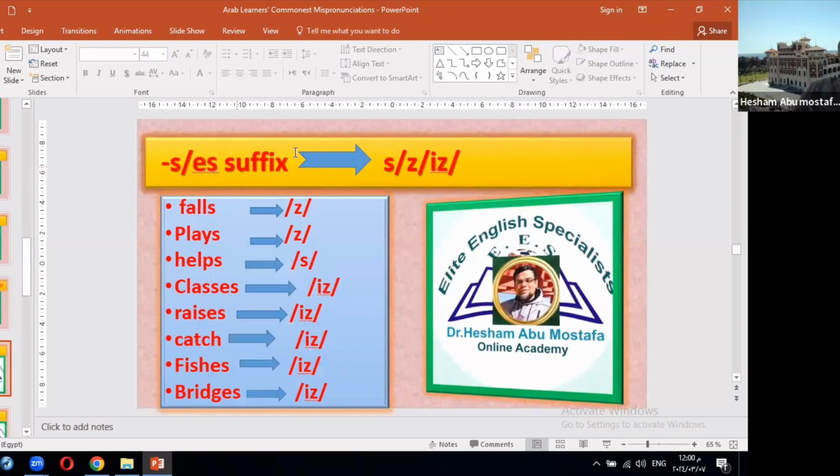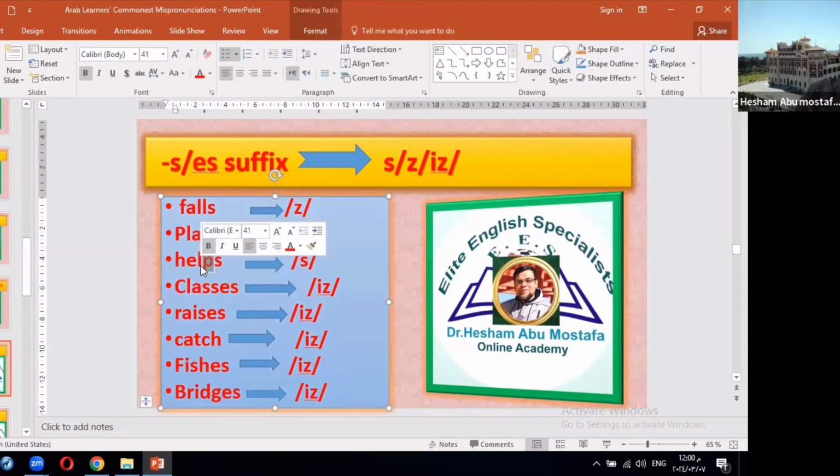S and es suffix. The suffix, as you know, s or es, can be pronounced in three different ways: s, z, iz. It can be pronounced as z when it's preceded by a voiced consonant. For example, fold, folds, play, plays. Help, it's preceded by a voiceless consonant, so it's pronounced as s, helps, okay?